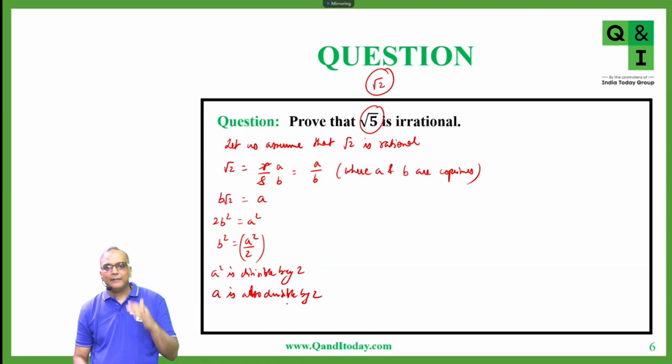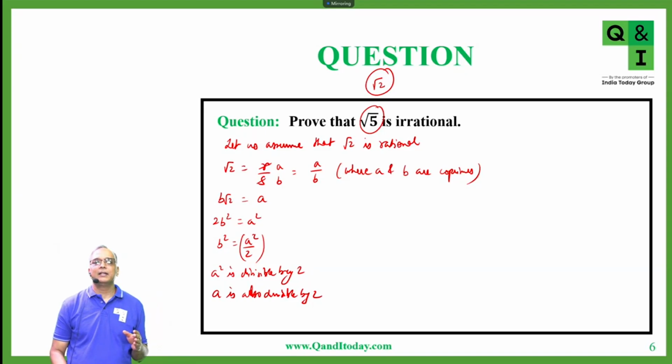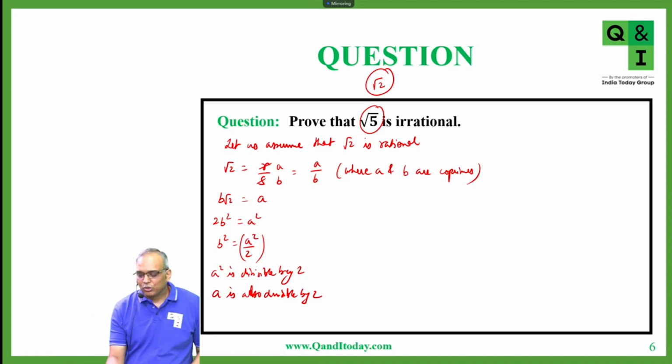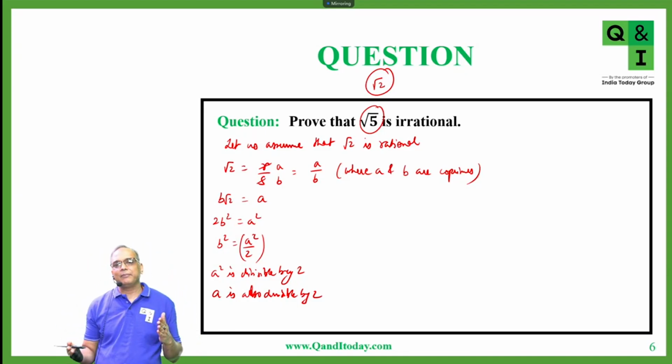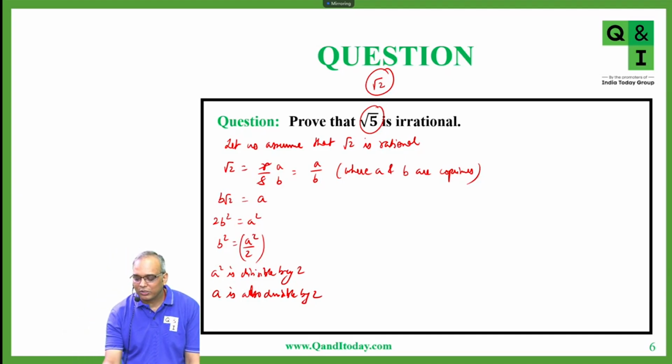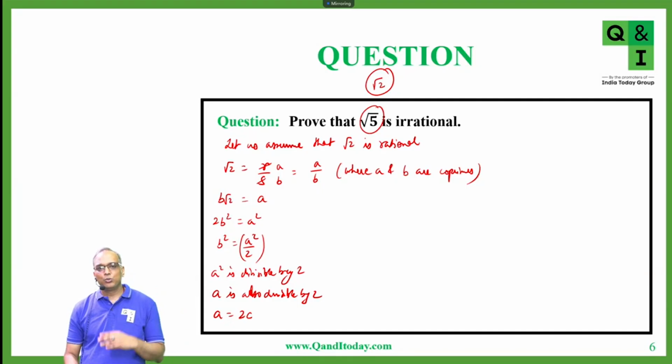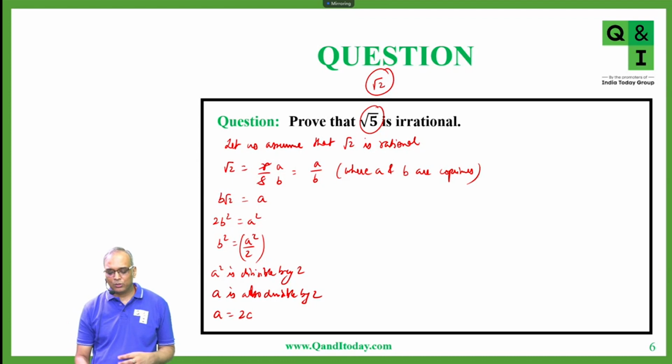Why? Because for any prime number p, if a square is divisible by p, a will also be divisible by this prime number p. This we had already seen. This is a theorem, and we are using that theorem directly here. So a is also divisible by 2. Now, if a is divisible by 2, then 2 is a factor of a. We can write a equal to 2 times c.